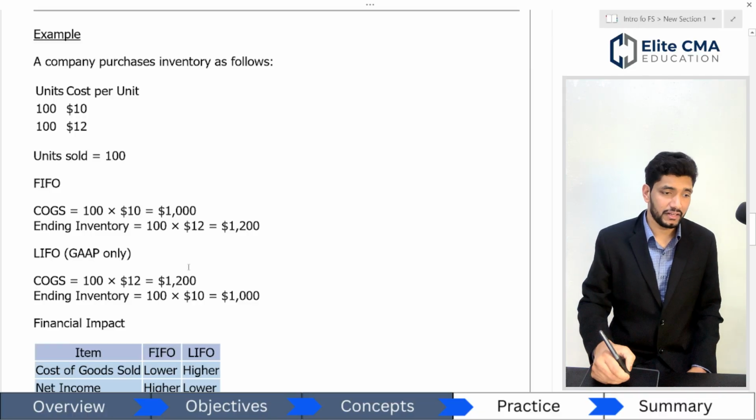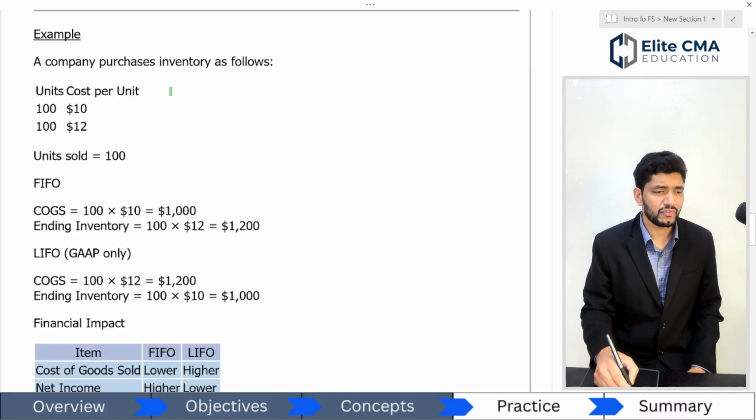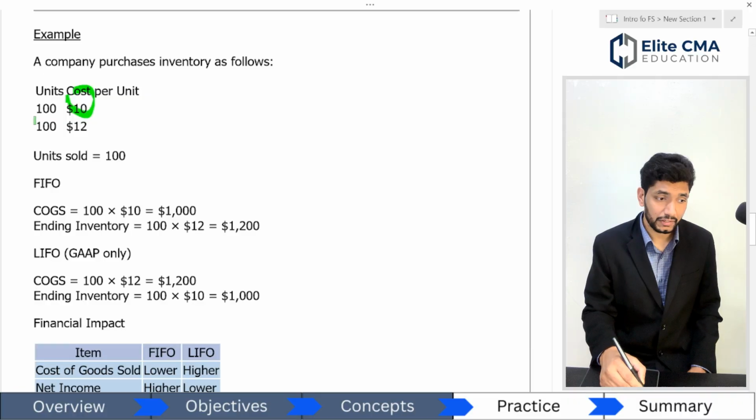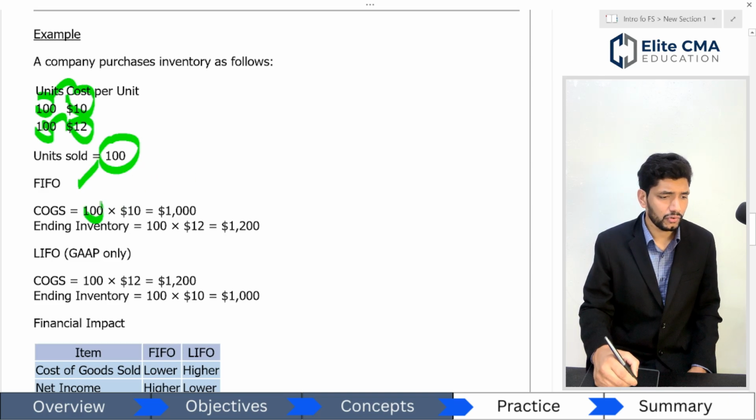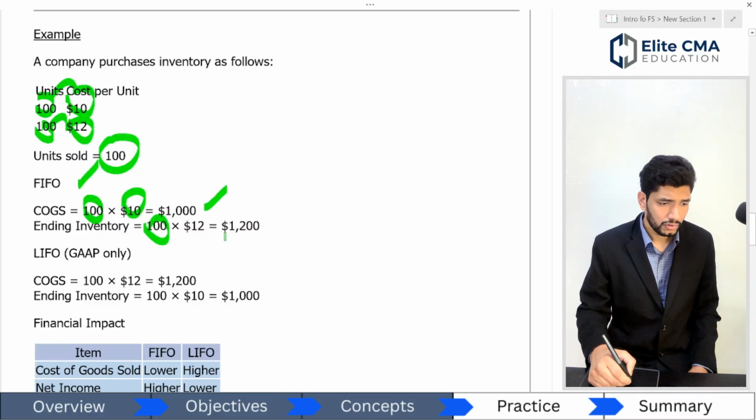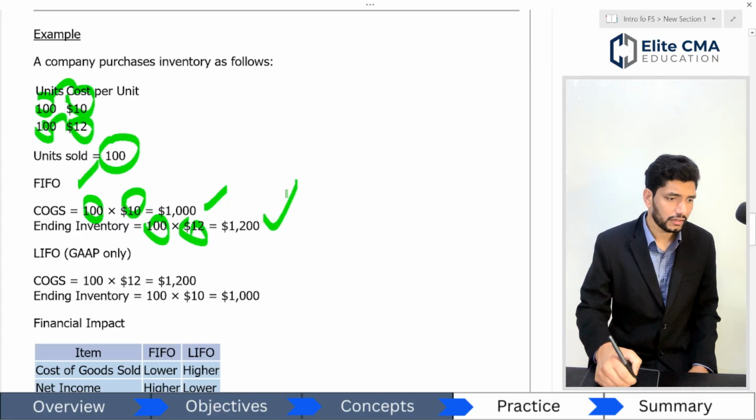You can see an example here. If a company purchases inventory as follows, 100 units at the rate of $10, 100 units at the rate of $12. The company's total sales is 100 units. In FIFO, the cost of goods sold is 100 into 10, that is 1000, and ending inventory is 100 into 12, that is 1200.